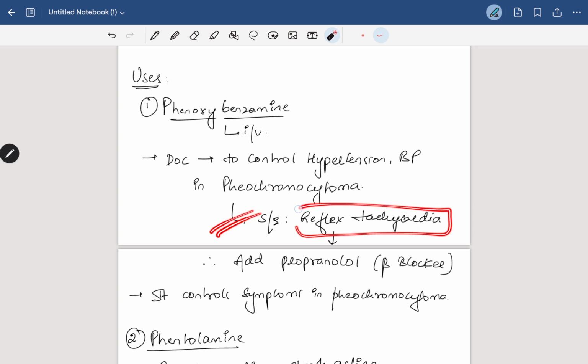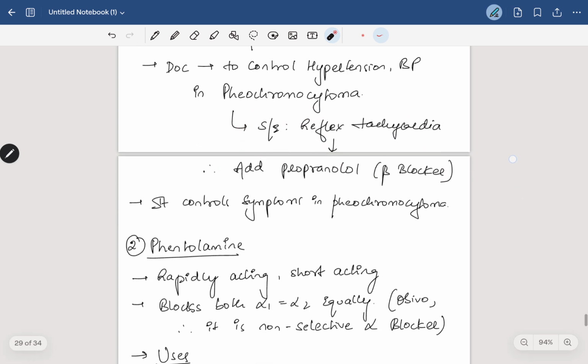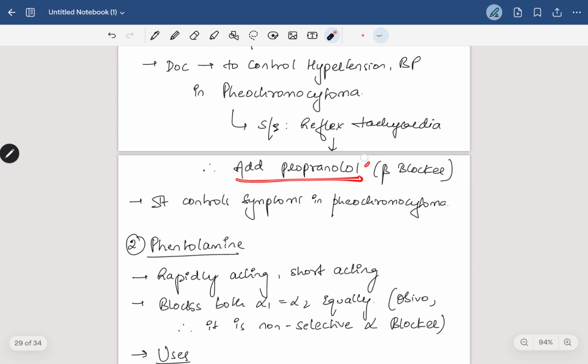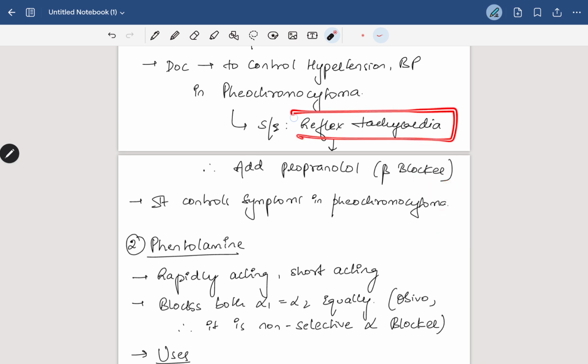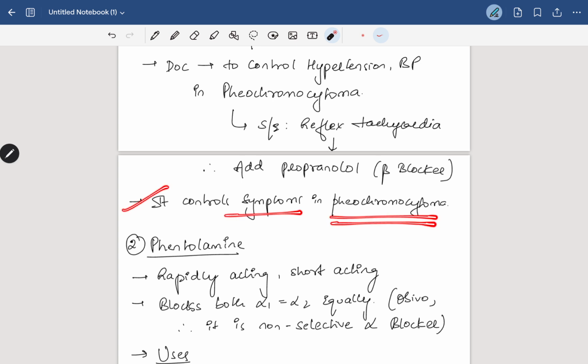We do not want this, because in pheochromocytoma the heart rate is already increased, and if there is reflex tachycardia again, it is not good for us. So what we do is add propranolol. What is propranolol? It is a beta blocker. I told you beta 1 receptors are present on the heart, right? So beta blockers will block the action on the heart. Therefore there is no reflex tachycardia taking place if we give propranolol. Okay, next, it controls the symptoms in pheochromocytoma.